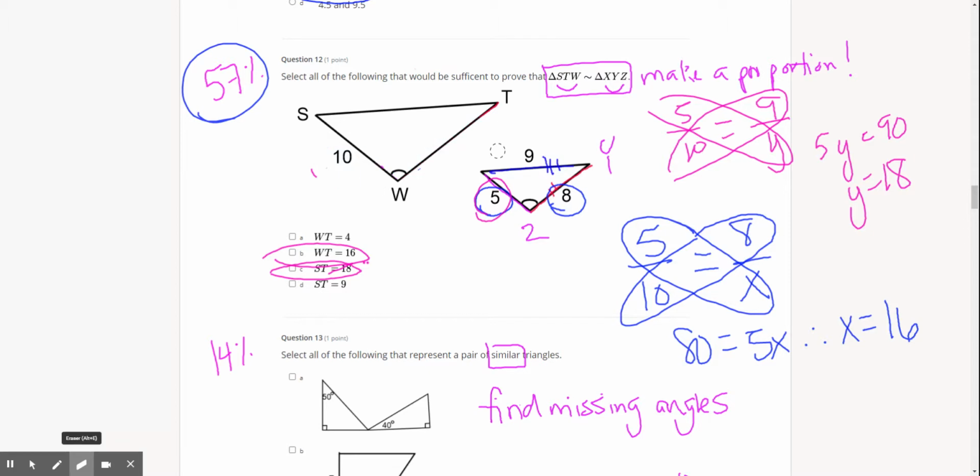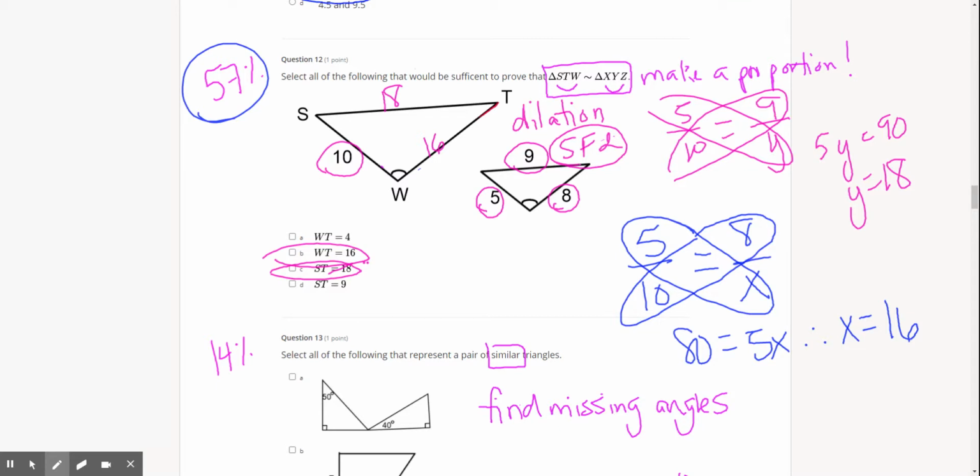I love it. So if you see that, 5 times 2 is 10. 8 times 2 is 16. 9 times 2 is 18. Then it becomes a dilation with a scale factor of 2. You just multiply everything by 2, and that 100% works if you notice that.